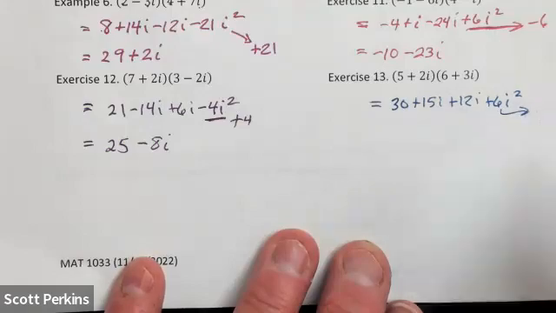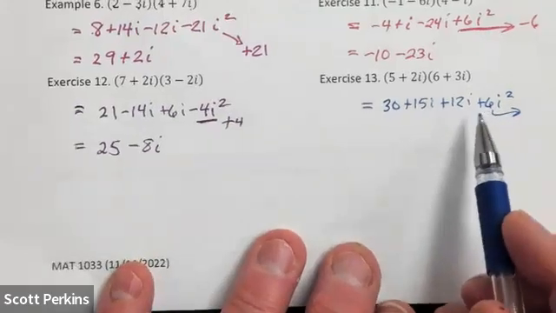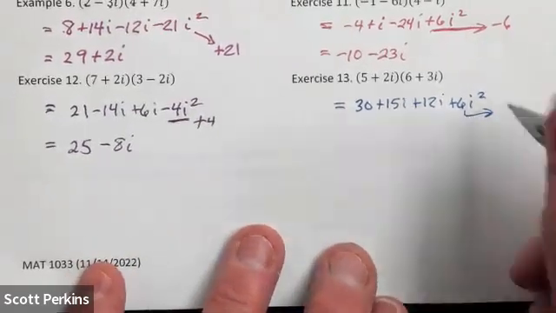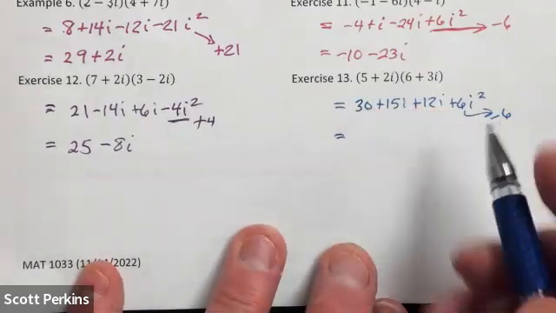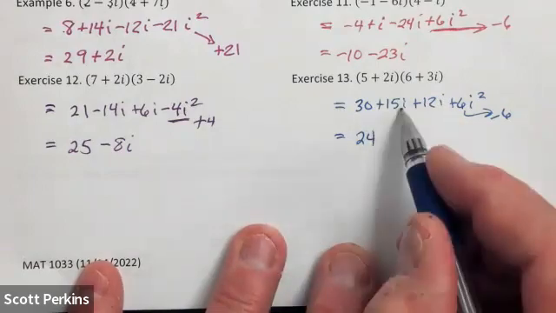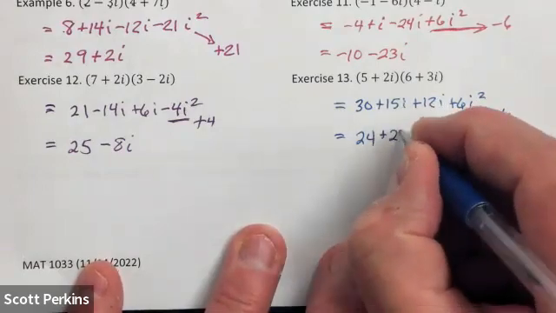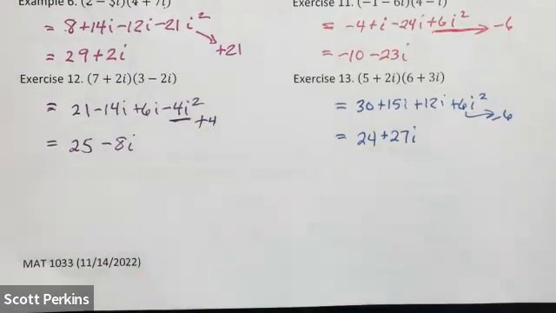One more time. This is the last time I'll ask it. 6i squared becomes what? Negative 6. Indeed, that's true. And so here we go. 30 and negative 6 is 24. 15i and 12i is 27i. All right, that's our overview of complex numbers.